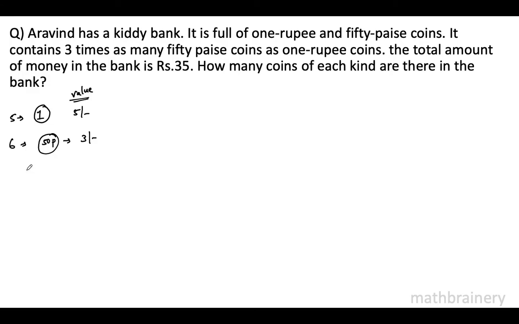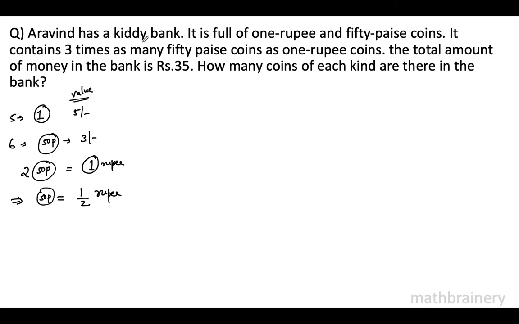That means to say 2 50 paise coins make 1 rupee, isn't it? So I can write 1 50 paise coin is equal to half rupee. If I assume this as 1 rupee, 2 50 paise coins make 1 rupee. So 1 50 paise coin is nothing but half rupee. Now let's come to this question.